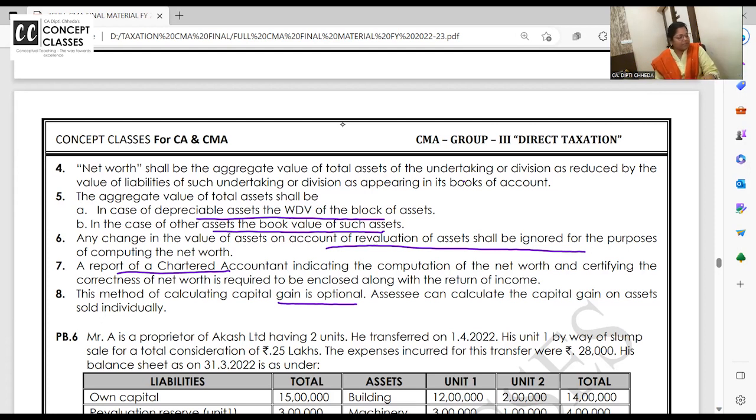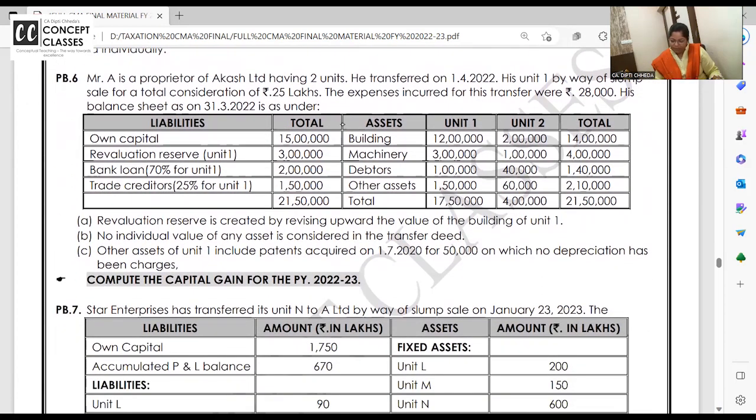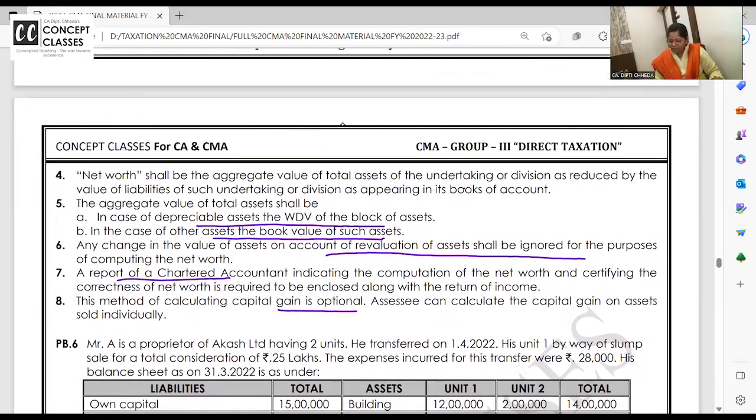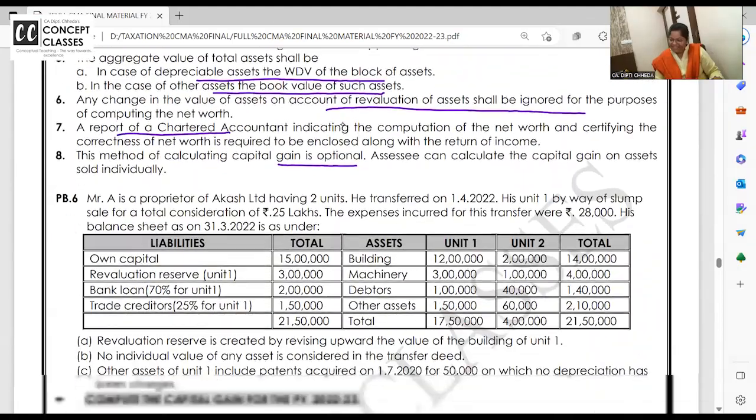So let us do with this the sixth problem. Sixth problem, we are doing it right now. Okay? Any doubt? Any doubt in the concept? Easy? Good.